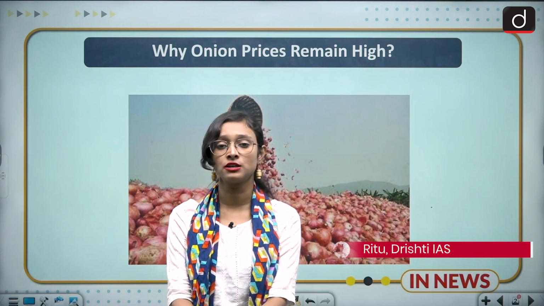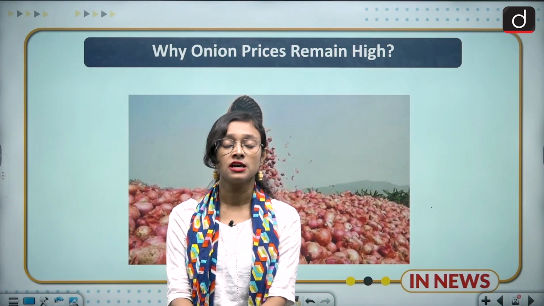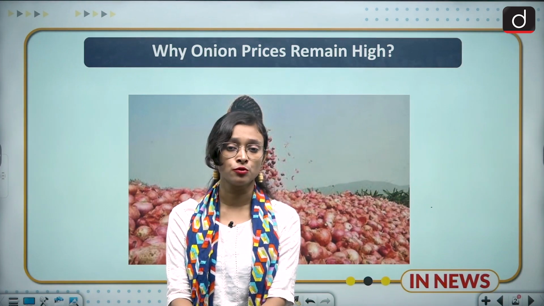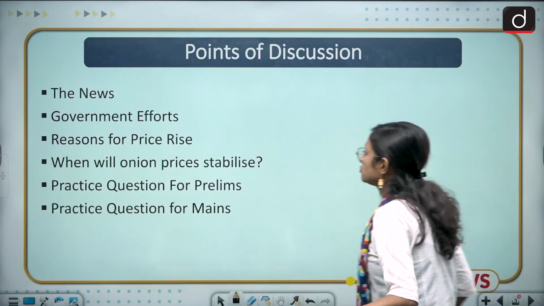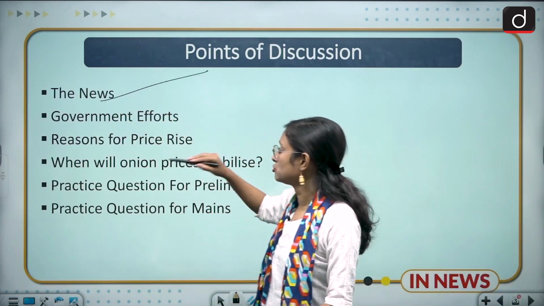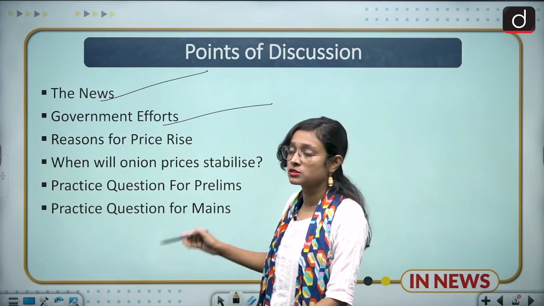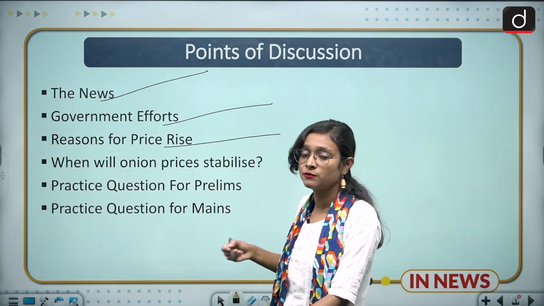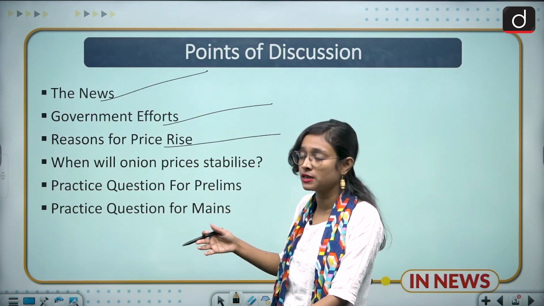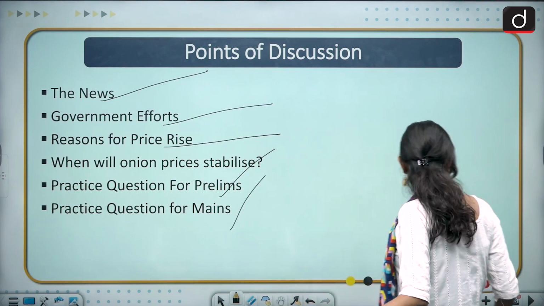I am Ritu and today we are going to discuss a very important topic of economy, which is the rise in onion prices. So moving towards the points of discussion. First of all, we are going to discuss the news, and then the government efforts regarding this, and then the reasons for the price rise in onion, and then when we will achieve stability in onion prices. After that, practice questions for prelims and mains. So moving to the news part.